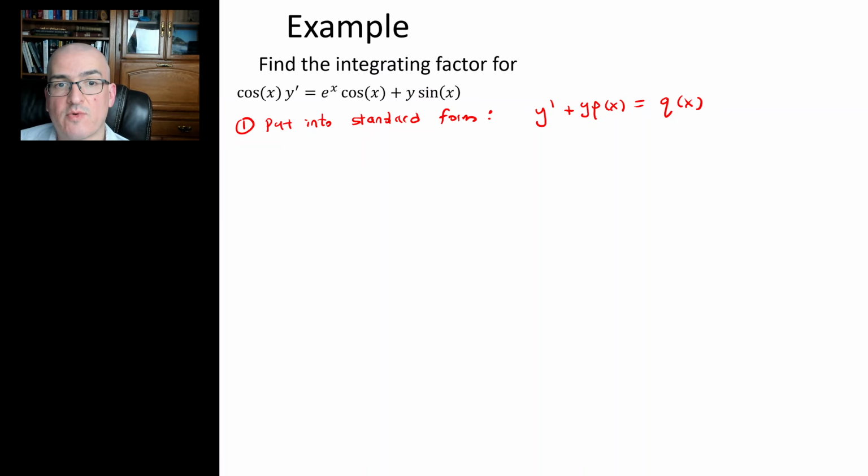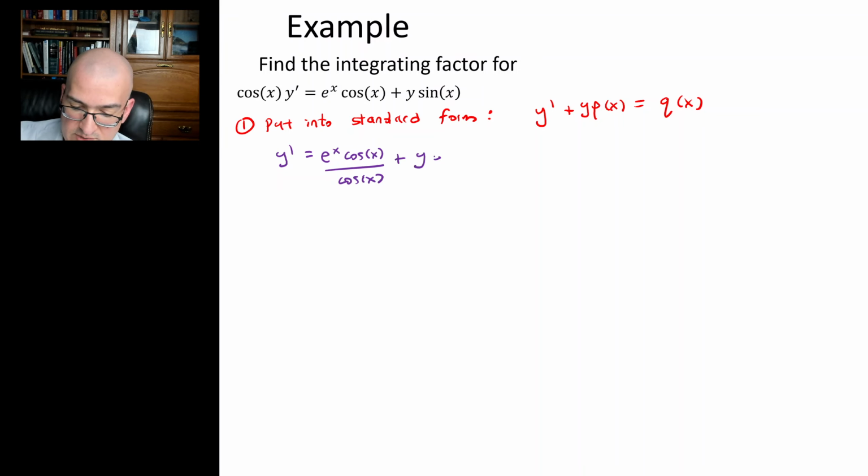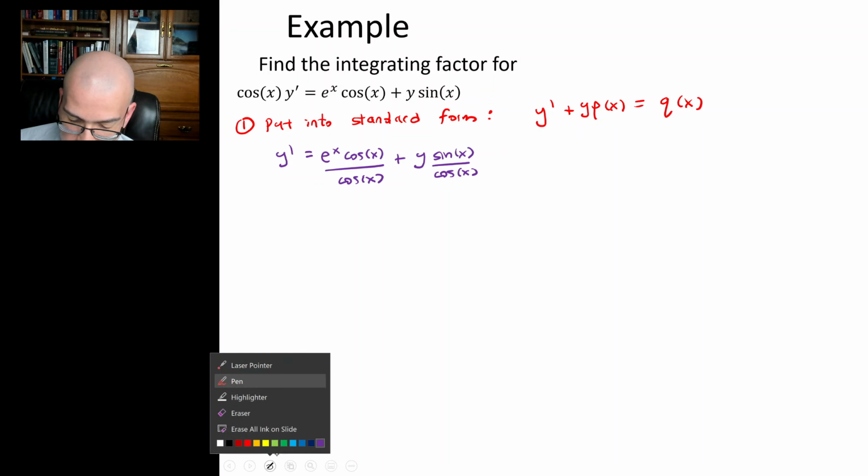So I'm going to divide both sides by cosine of x. The y prime has to be all by itself. So y prime is equal to e to the x cosine of x over cosine of x plus y times sine of x over cosine of x. We get a cancellation.